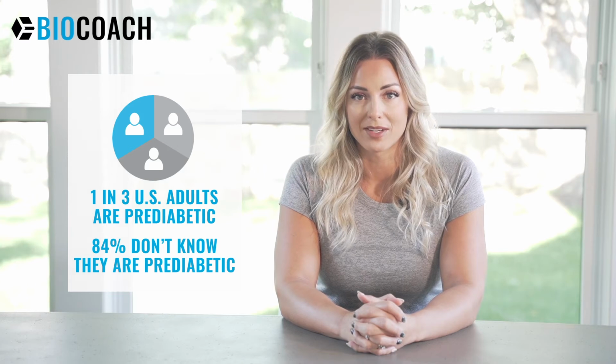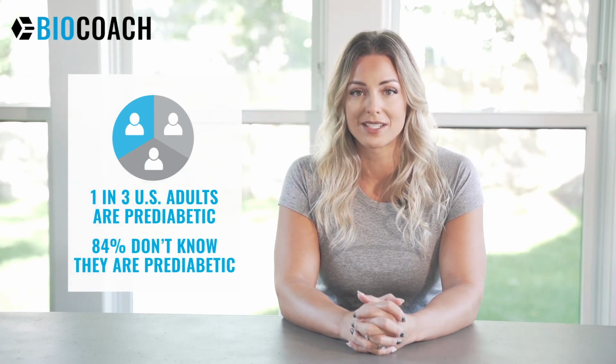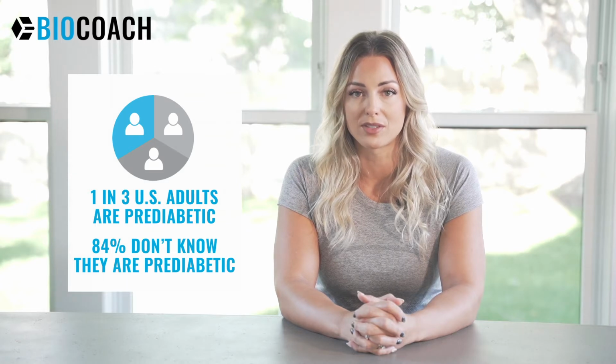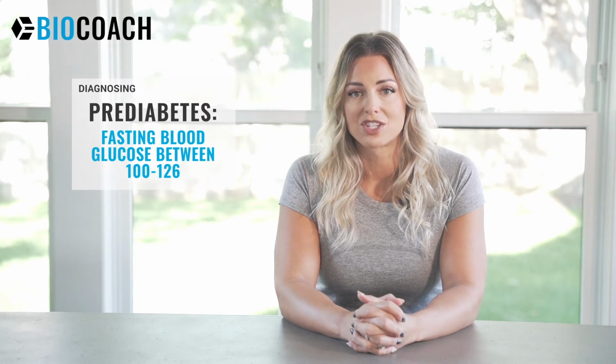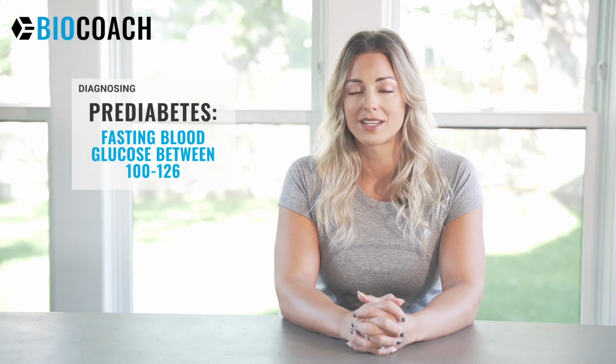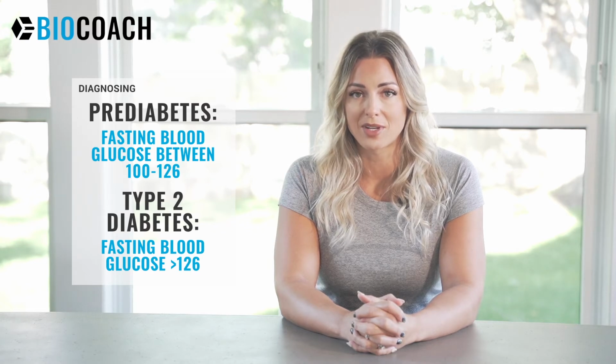Prediabetes, 1 in 3 people have it, and 84% don't know they have it. So if you haven't tested your numbers, you should find out what your hemoglobin A1C is and check a fasting blood glucose level. There's a few different ways that we can diagnose diabetes. By the American Diabetes Association definitions, a fasting blood glucose level between 100 and 126 is considered to be in pre-diabetic range. Anything over 126 is considered to be type 2 diabetes.